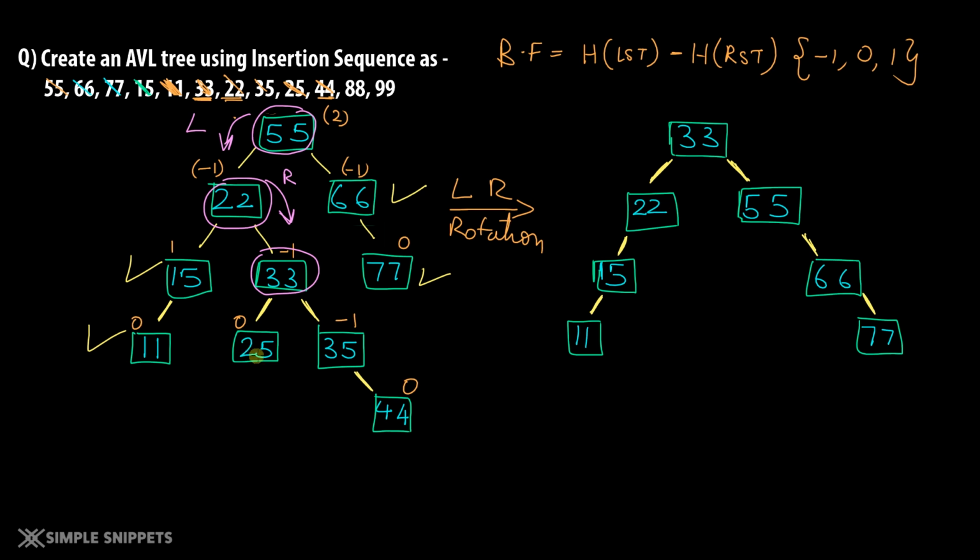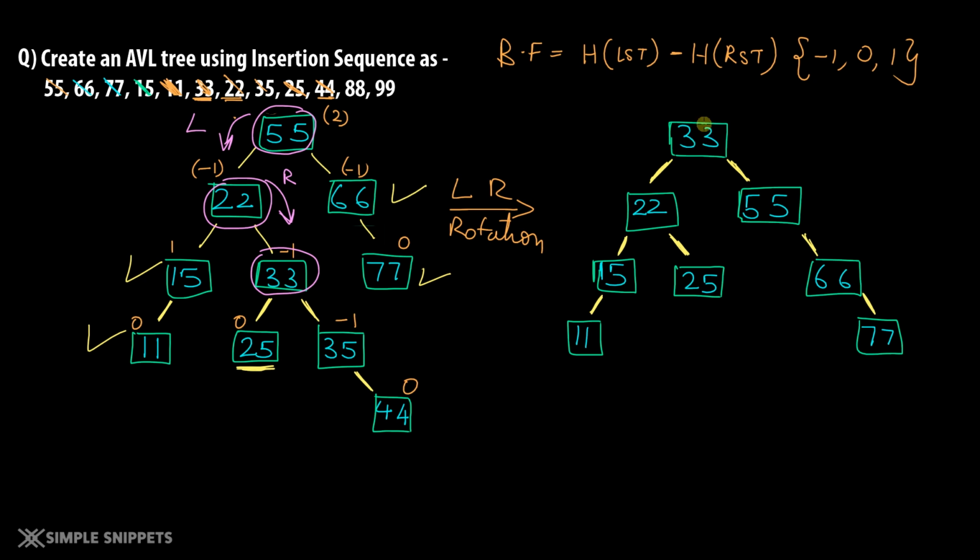Okay. So where is 25? 25 is towards the left of 33. Now 33 has become the root node. So 25 was towards the left of 33, so of course 25 will be towards the left of 33. But towards the left of 33 we have 22. So we have to compare 25 and 22. 25 is obviously greater than 22, so it will go to the right. Makes sense. So we'll attach 25 over here. It is still towards the left of 33, so the relative position is maintained. Where is 35? 35 is towards the right of 33.